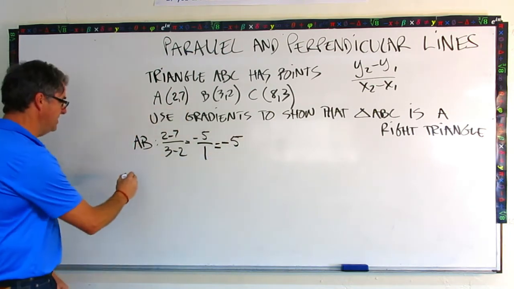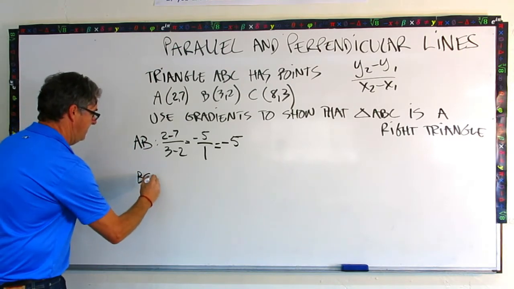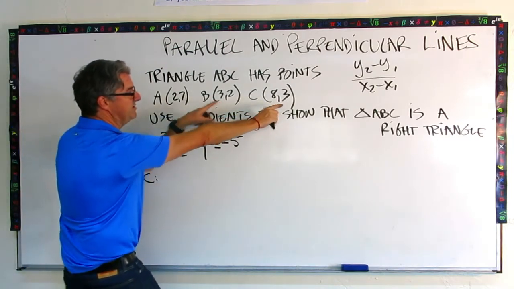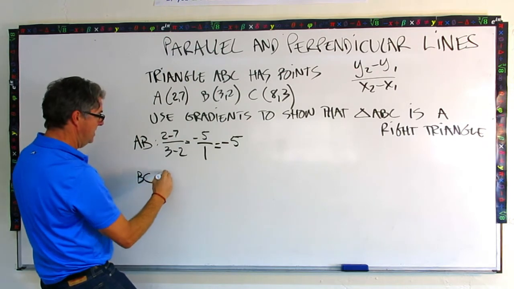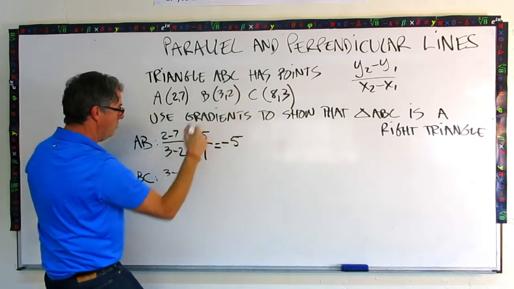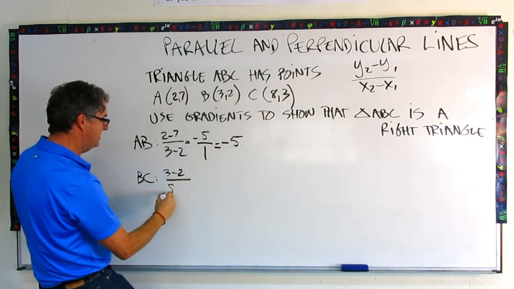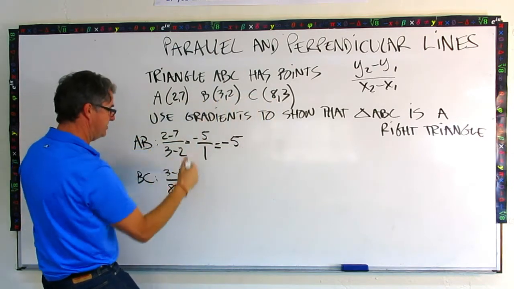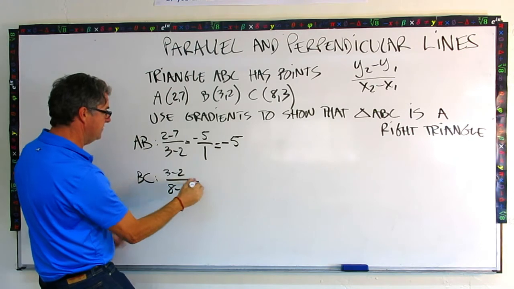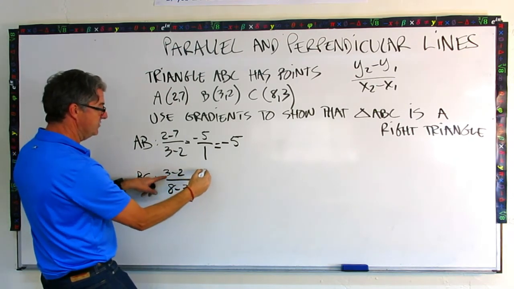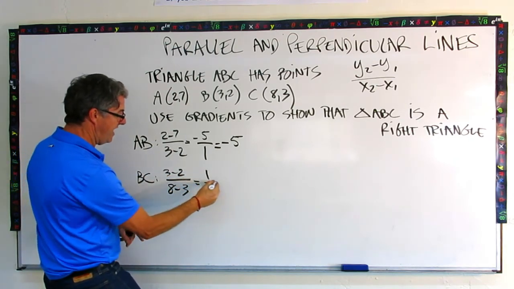So that's the AB side of the triangle. Now let's do BC. So now we're doing these 2 points. y2 is 3 minus y1, which is 2, over x2, which is 8, minus x1, which is 3. So this one's going to give us 3 minus 2 is 1, 8 minus 3 is 5.